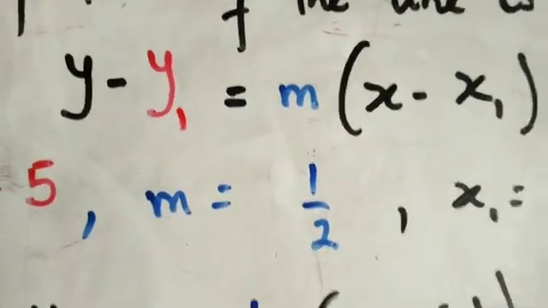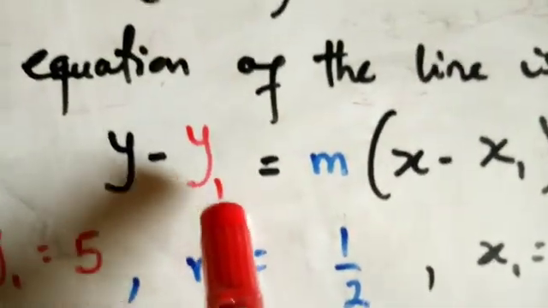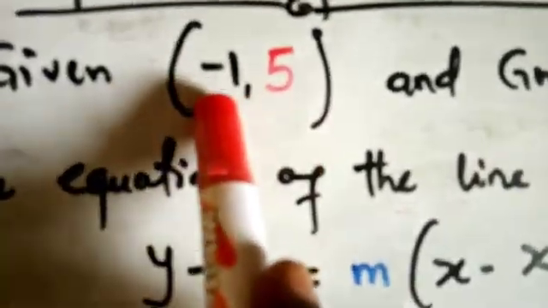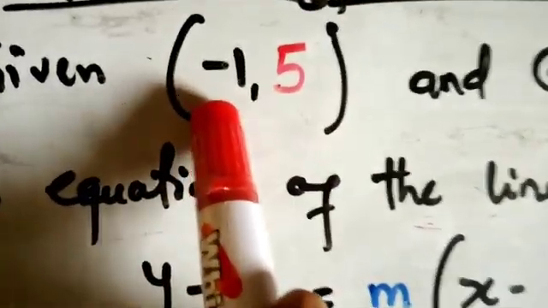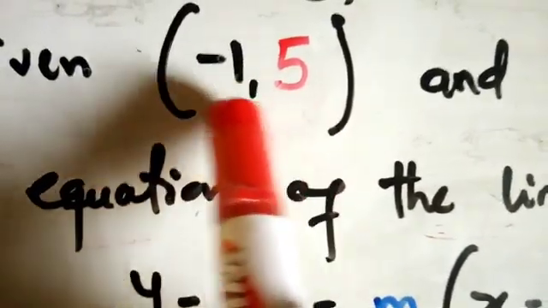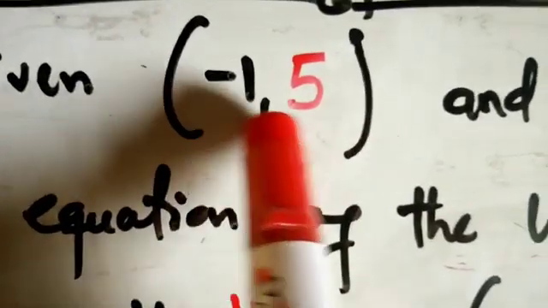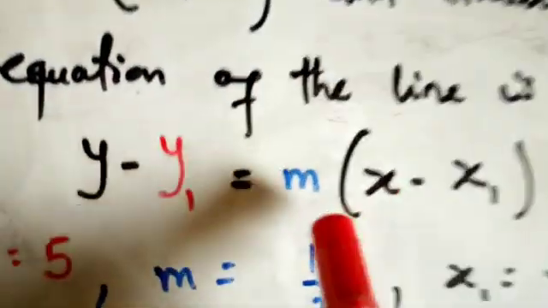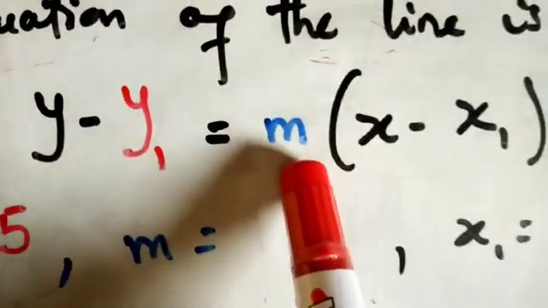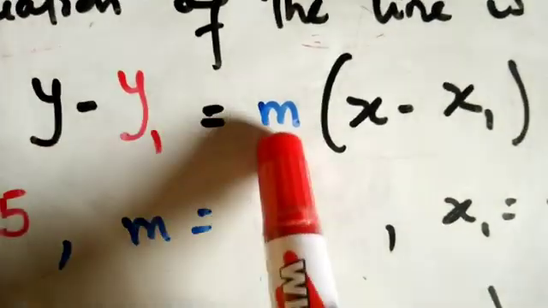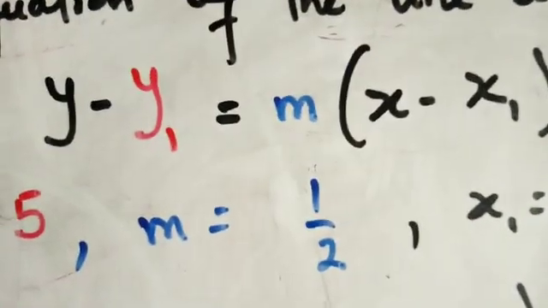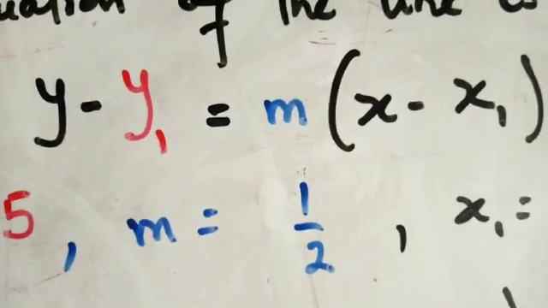Now the y1 here, from the point you are given (-1, 5), the first one here is the x1 and this is the y1, right? The x1 is the -1 here and the y1 is the 5 here, and you are given the gradient. The m here is what we call the gradient. Now that you know y1, you know m, and you know your x1, you are free to go. Then you can easily find your equation of the line.